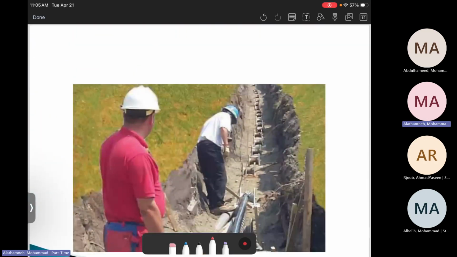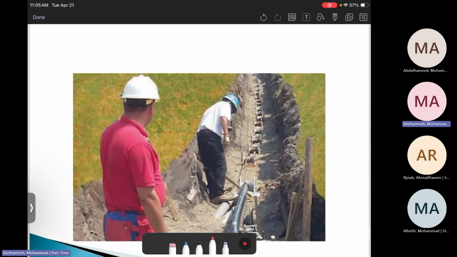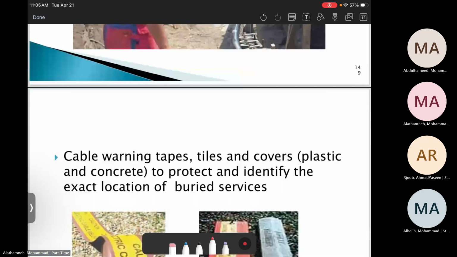Here in this picture, there is a construction showing how they are doing the underground cables. You can see they're digging the ground, then they put the conductor. We need to make sure the conductor is not very tight, so we don't lose the power for the system, for the whole network.